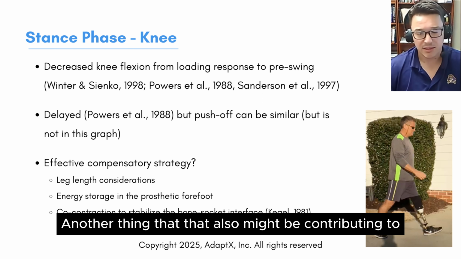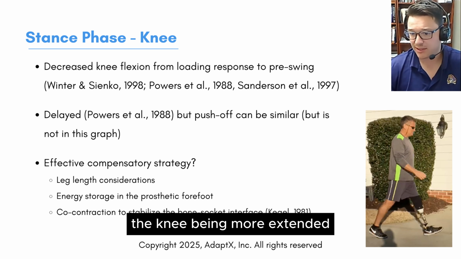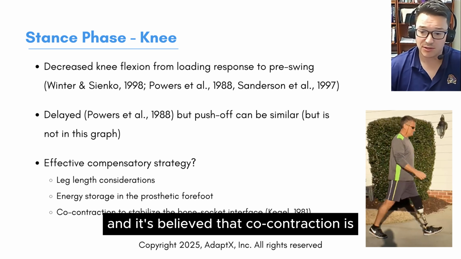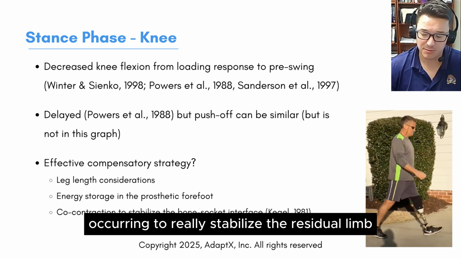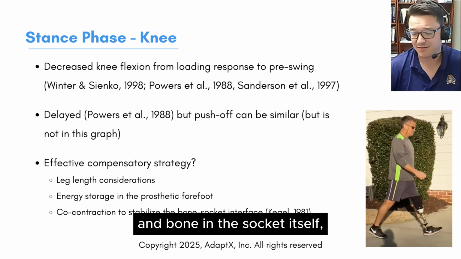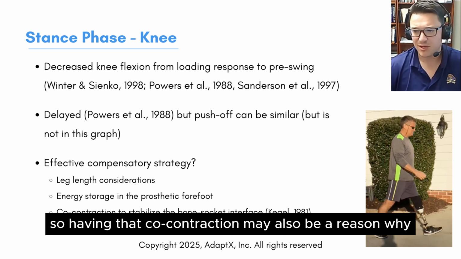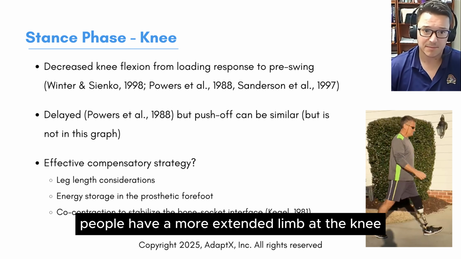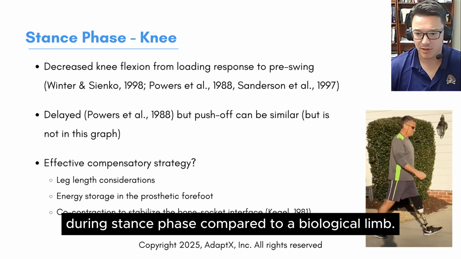Another thing that also might be contributing to the knee being more extended is the amount of co-contraction that is occurring. And it's believed that co-contraction is occurring to really stabilize the residual limb and bone in the socket itself to have good control and feel. So having that co-contraction may also be a reason why people have a more extended limb at the knee during stance phase compared to a biological limb.